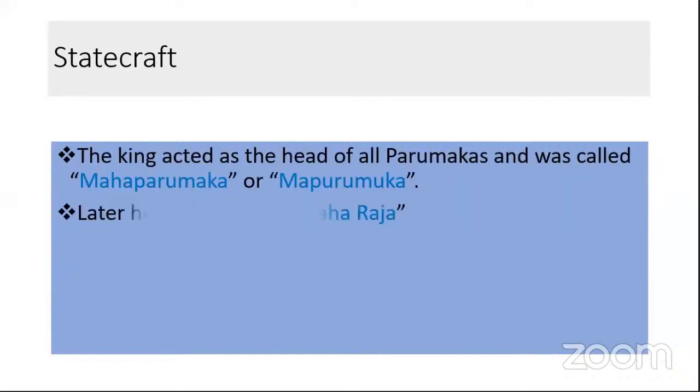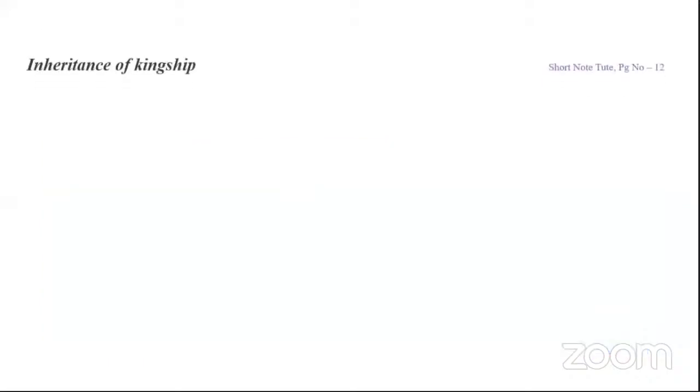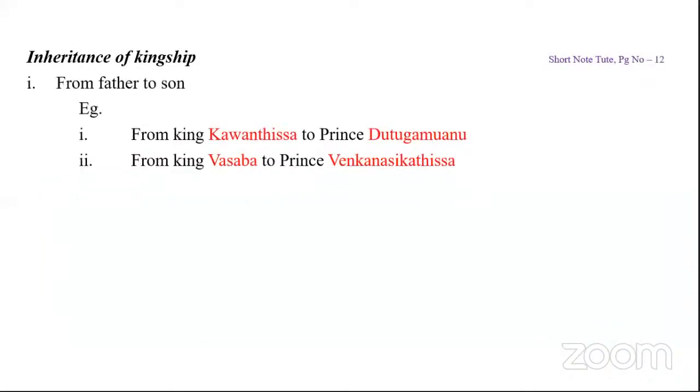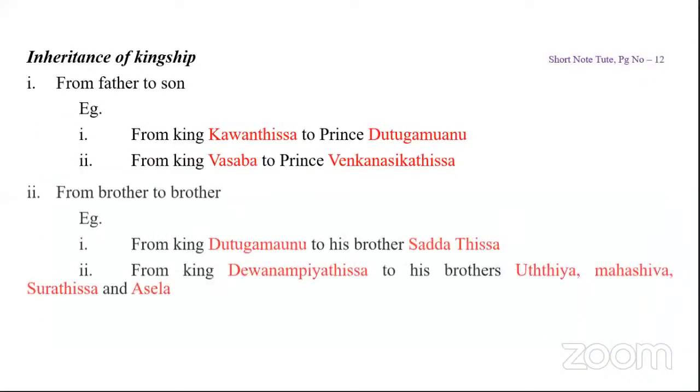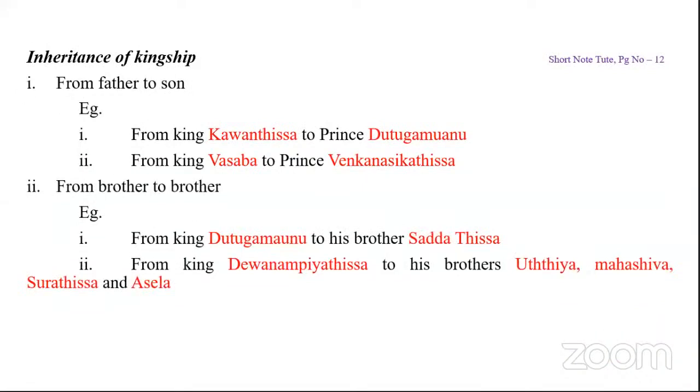Don't write this one. So I'm just going to the short note then. These are the two methods of inheriting kingship: from King Kavantissa to Prince Dutugamunu, from father to the son; from King Vasabha to Prince Vankanasikatissa, from father to the son.